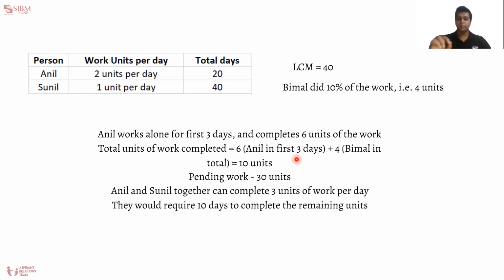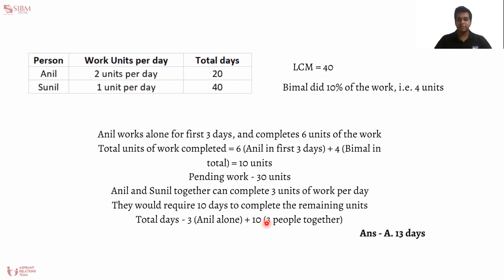But this is where we have to be very careful. People will end here and say that the total number of days is 10. But poor Anil, he worked for the first 3 days all alone, right? So we'll have to factor that in too. And so the total number of days is 3, in which Anil worked all alone in the first 3 days, and 10, in which all of them worked together, which adds up to 13, which is our answer.